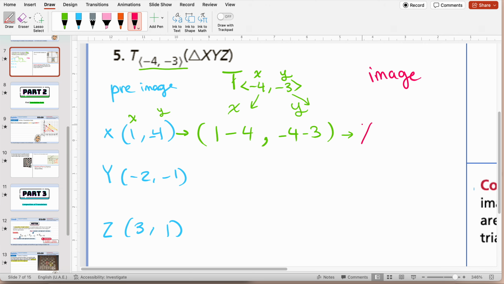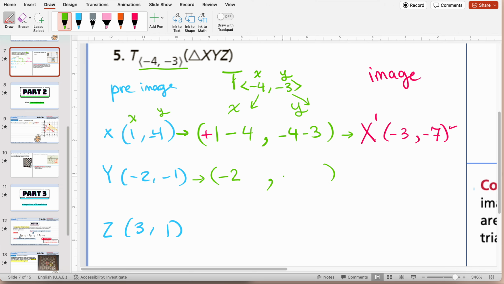It will be called x prime because this is x. And what's the new coordinates? 1 positive, 4 negative, it's gonna be negative 3. Negative 4, negative 3, negative 7. Done. Next. Same idea. Put your coordinates.